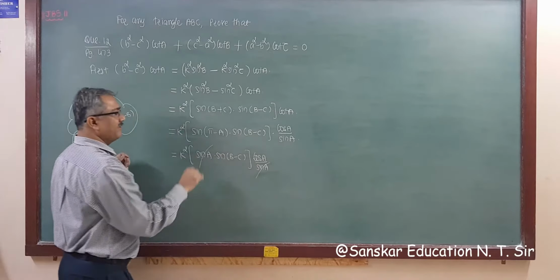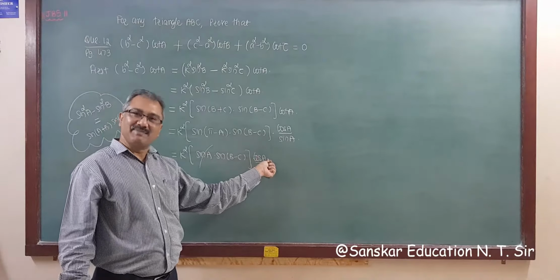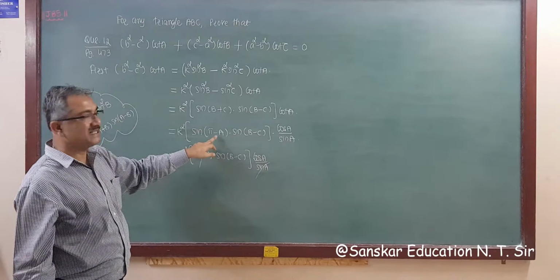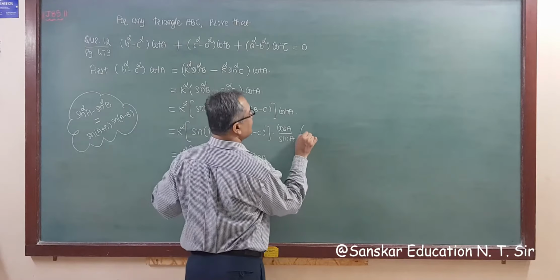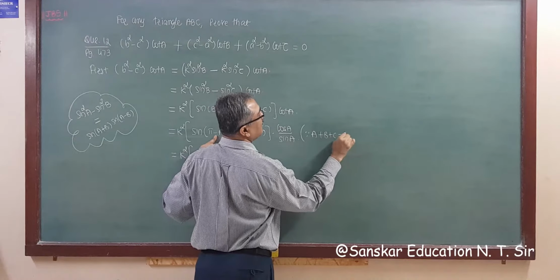Now this sine A will be cut, and this is B minus C, so we require here B plus C. So what to do? A is equal to pi minus B plus C. Write this, because here A plus B plus C is equal to pi.